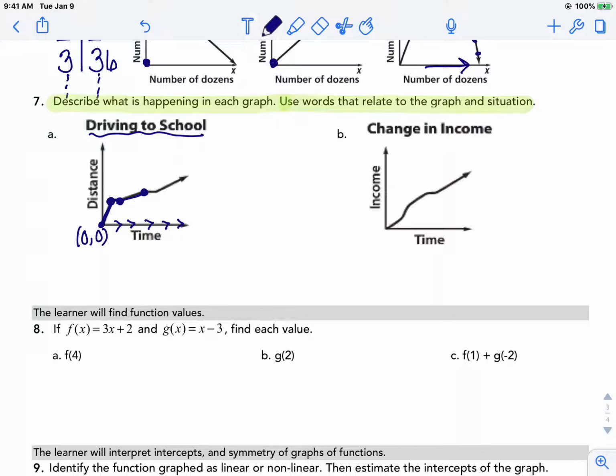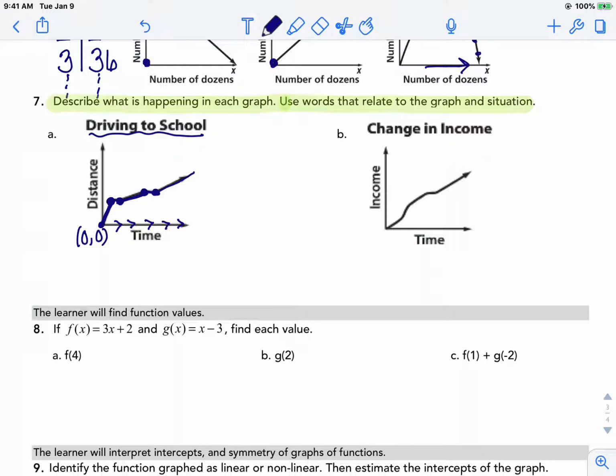So therefore your distance to school is getting bigger, but you're not going quite as steep as you were at the beginning, so you're more slowly driving. And then again, another one of those where you're not increasing your distance, you must be stopped. And then another one where you continue on. So you want to think about breaking that into parts and giving us an explanation.